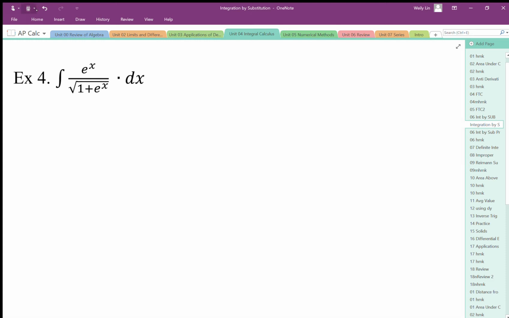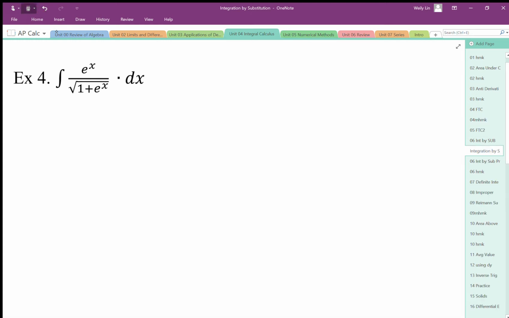Looking at this integral, we want to try to identify an inside piece. And this e to the x appears to be more on the outside. If we look at some embedded piece here, this would be the more obvious choice: 1 plus e to the x. So we're going to try that, and we're going to let u equal 1 plus e to the x.